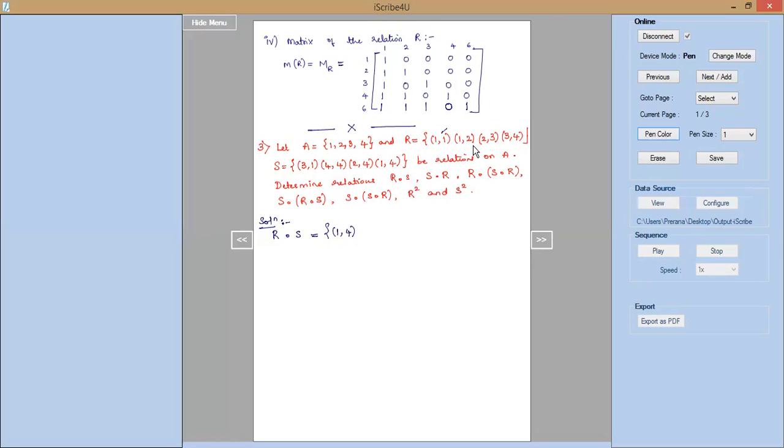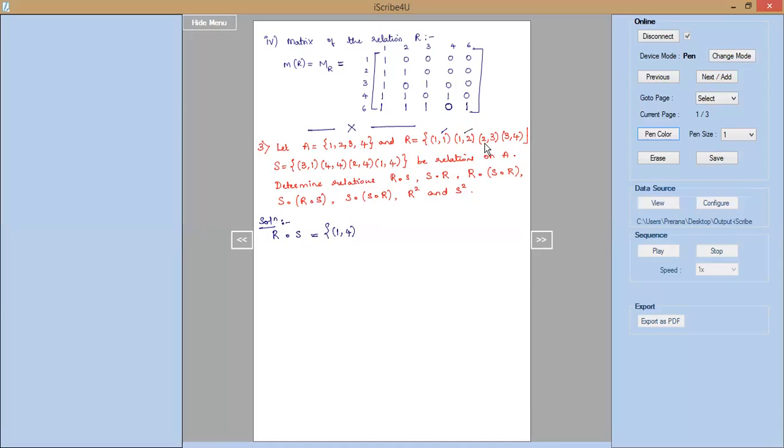(1, 2) exists in R. This is ending with 2, so we have to search for an element starting with 2. Starting with 2, we have (2, 4). Easy way of understanding this, that's all. So (1, 2) belongs to R, (2, 4) belongs to S. So (1, 4) belongs to R composition S, which you have already written, so we will not repeat it once again. Now there is no other element starting with 2 here, so we'll move on. So (1, 2) work is over.